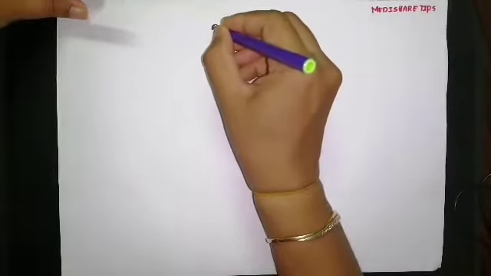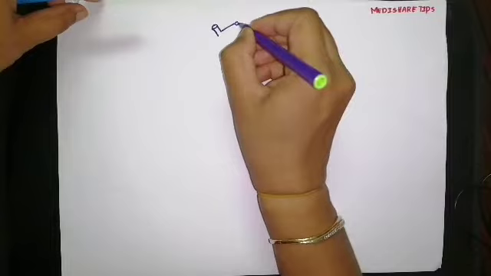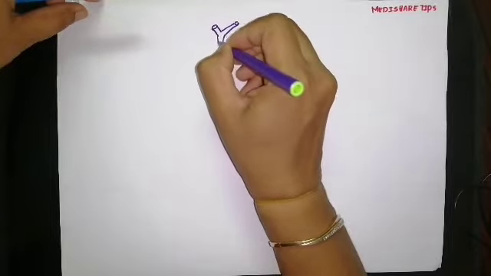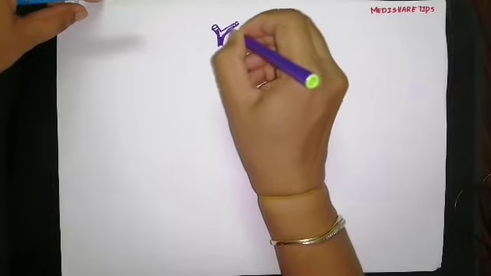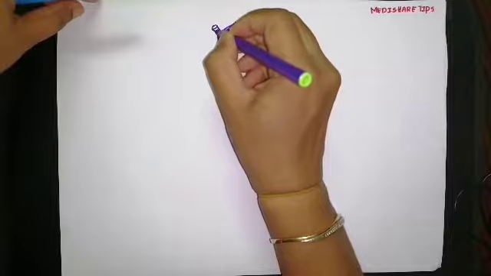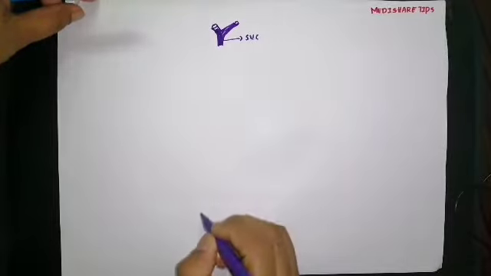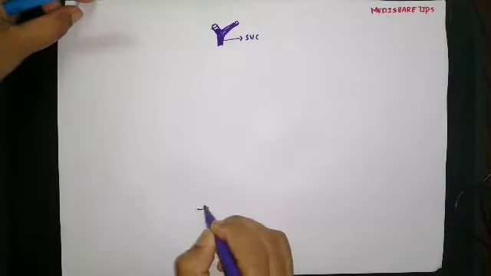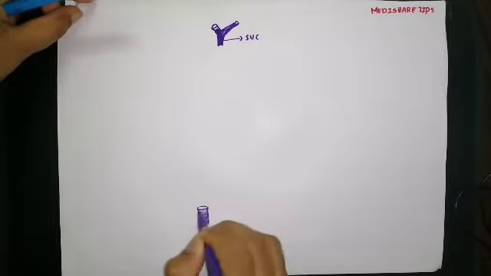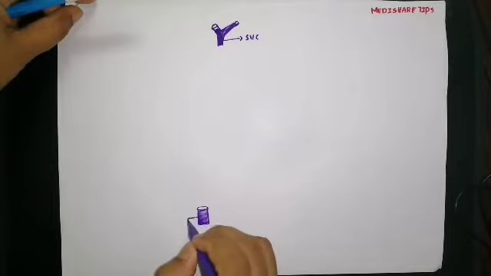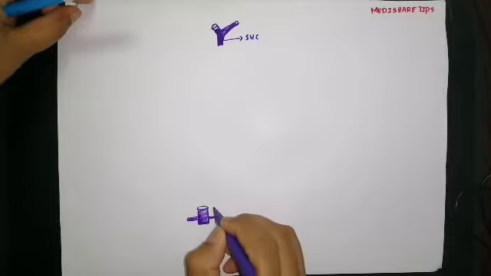Note that this is the right brachiocephalic vein, and this is the left brachiocephalic vein, and this one you see here is the superior vena cava. This is the SVC, and here you see the inferior vena cava, and this is the right renal vein. So this is the IVC.